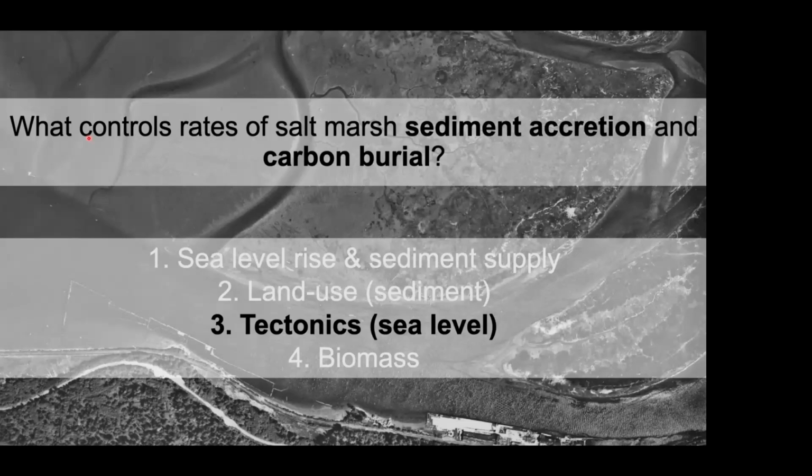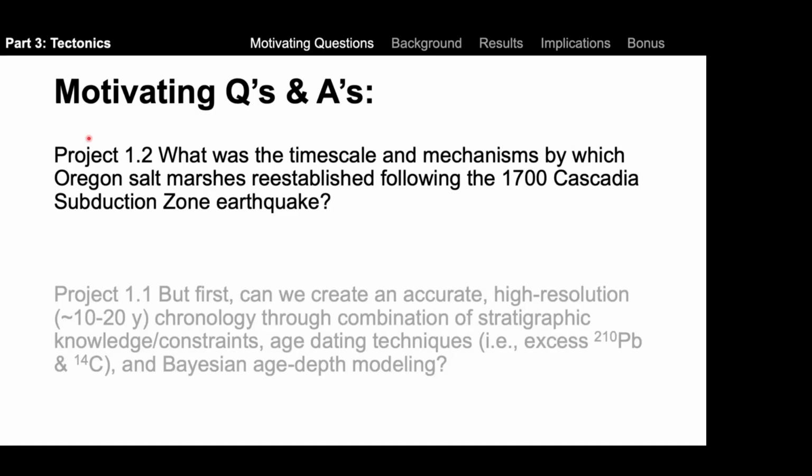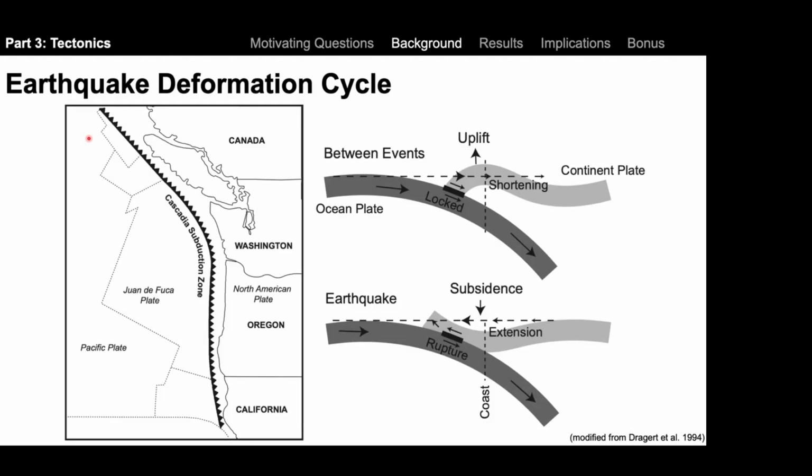But I wanted to now move into the tectonic influences of salt marsh sediment accretion and carbon burial. And so the driving question here is, what was the timescale and mechanisms by which Oregon's salt marshes reestablished following the 1700 Cascadia subduction zone earthquake? And since we are not in Oregon, we're in Florida, I think maybe we need some background on Oregon tectonics.